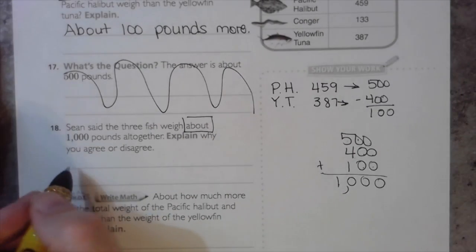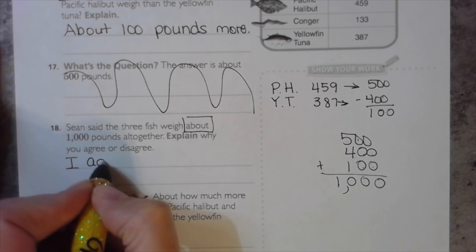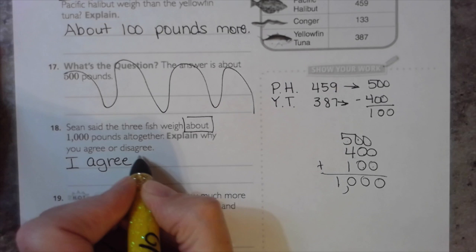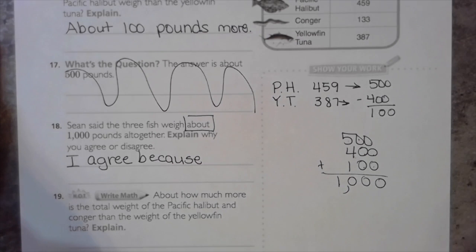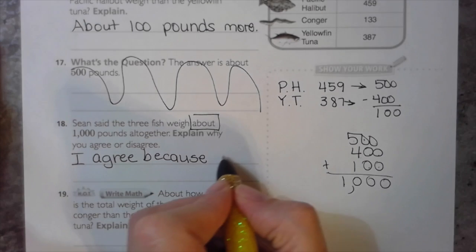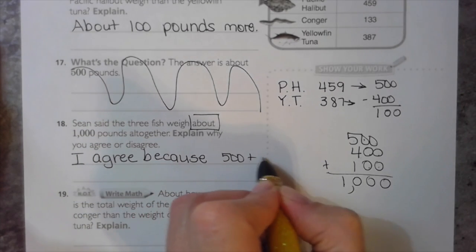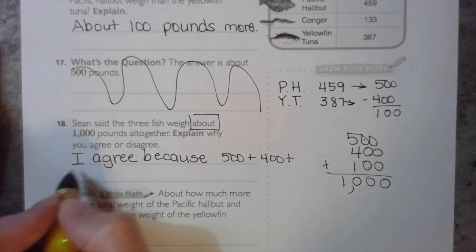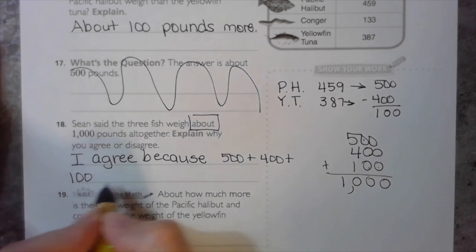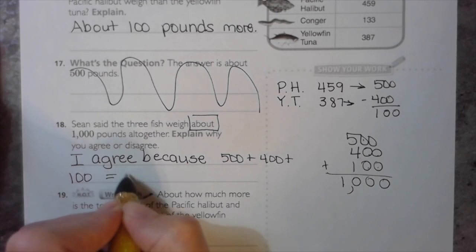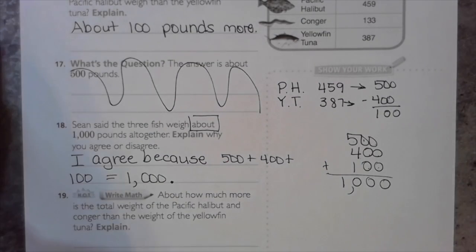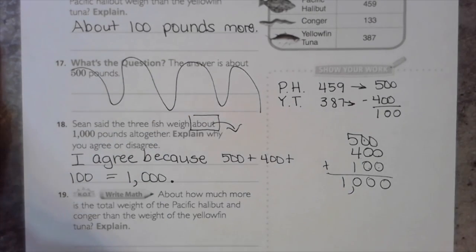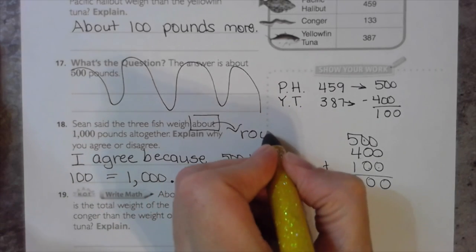Okay, so I'm going to put I agree because, and I'll pause the video anytime you need to catch up to write, because I realize I write and talk really quickly. 500 plus 400 plus 100 equals 1,000. Okay, remember when you see about in a math problem, it means round.